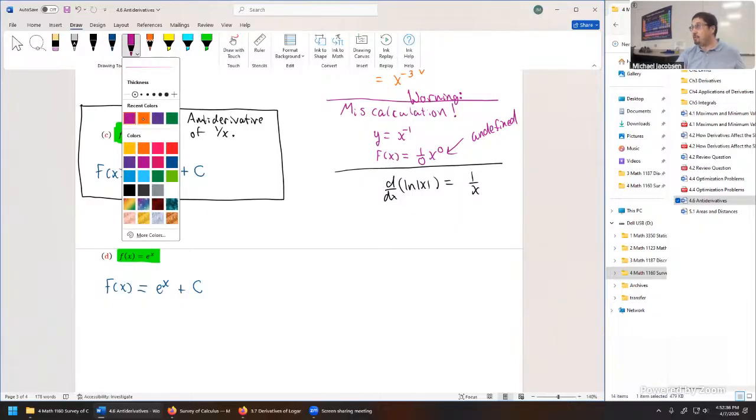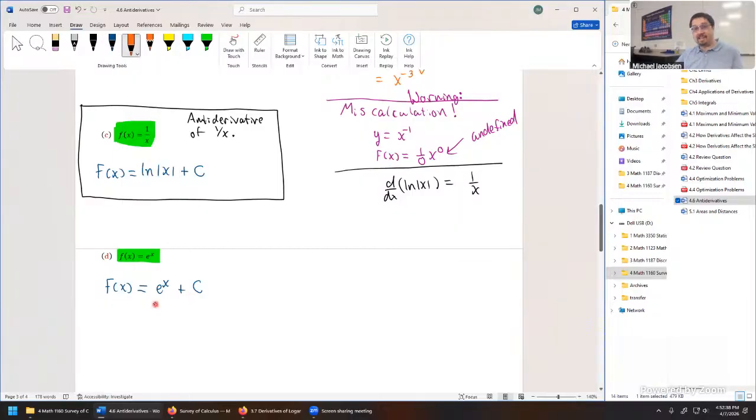Why does this one work? Well, it's because if you differentiate e to the x, you get e to the x back. So again, that's still a pretty weird function. Haley says, wouldn't it just be, yeah, absolutely. Just e to the x plus c, absolutely.